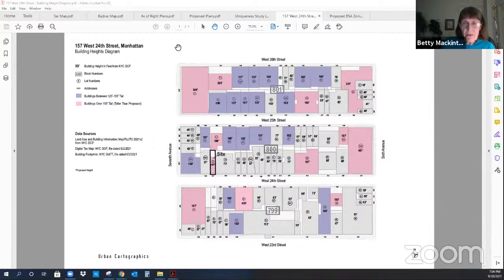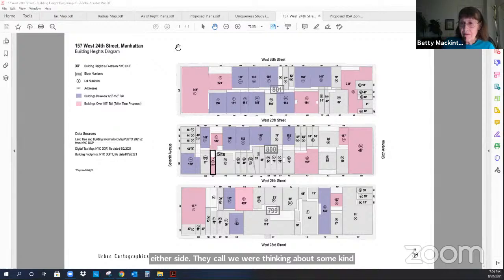Anyway, I was just thinking about whether or not the two buildings on either side. I think, Paul, we were thinking about some kind of setback after 6 stories to make it more compatible with the existing buildings near it. Do you remember that, Paul?